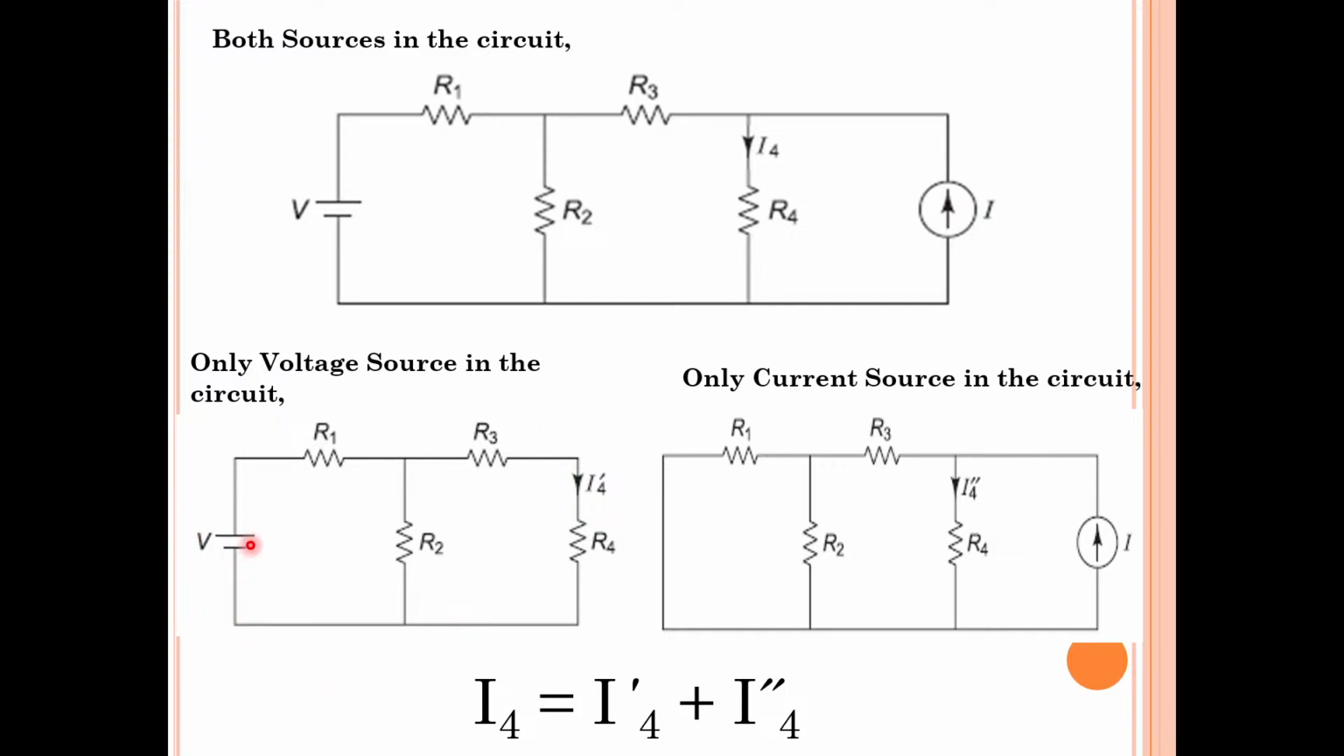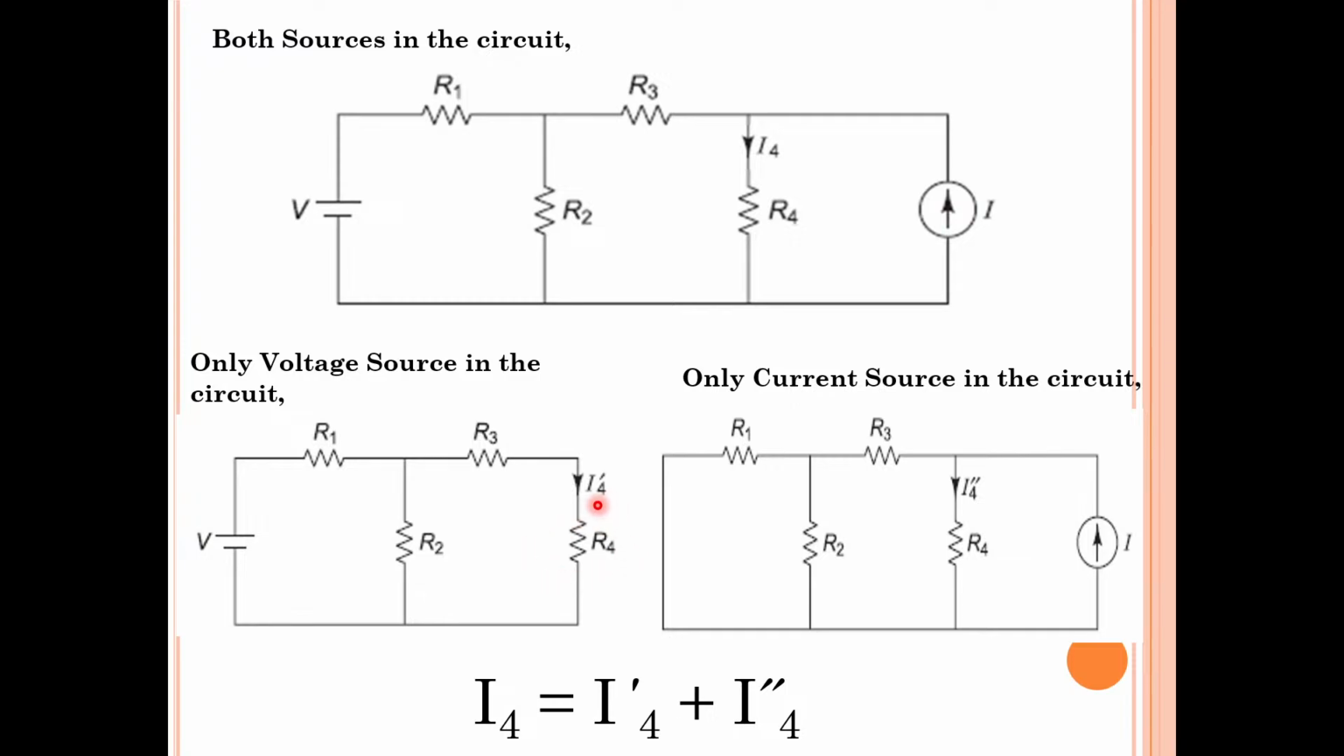Now how many sources are there? Only one source. It's not the given circuit, but in this modified circuit, I have removed the current source. When the current source is removed, only the voltage source is left. This is our modified circuit. Earlier, how much current was flowing when the voltage source and current source were both in the circuit? I4 current was flowing. Now only the voltage source is there. The same I4 current cannot flow in this R4 resistor. I am considering the same resistor R4 here.